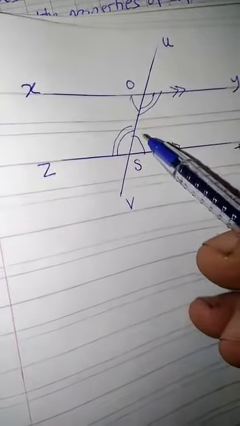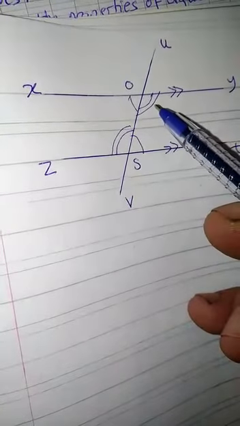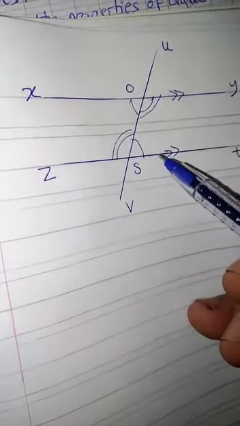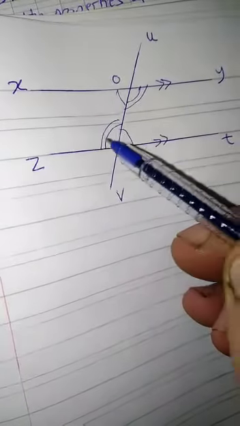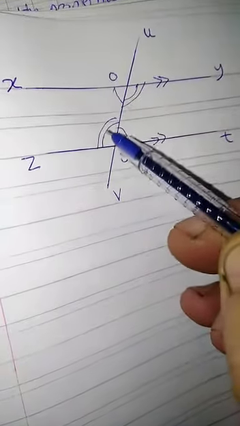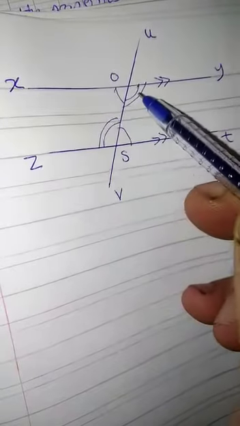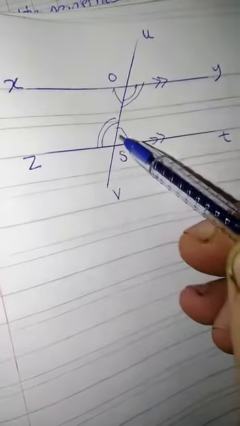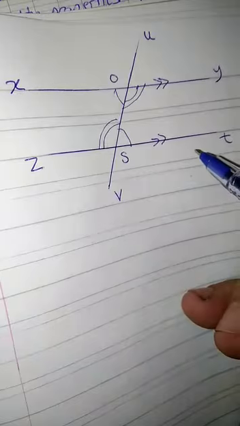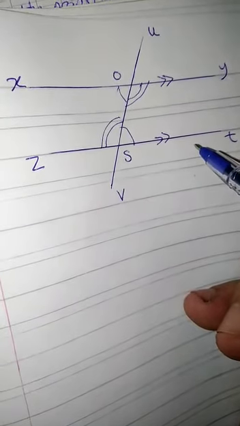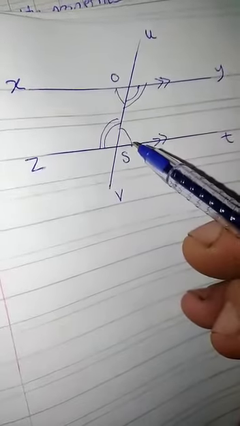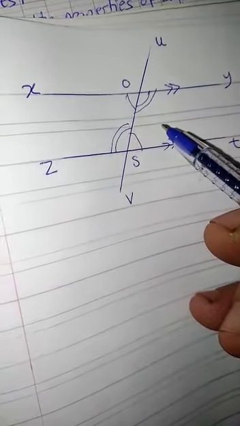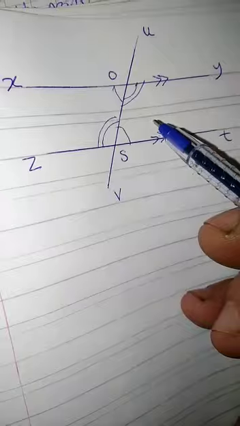So this is all about alternate interior angles, and also the inverse is correct. If we have equal alternate interior angles, we deduce that XY is parallel to ZT. Okay, if XY is parallel to ZT, then these alternate interior angles are equal. These alternate interior angles are equal.